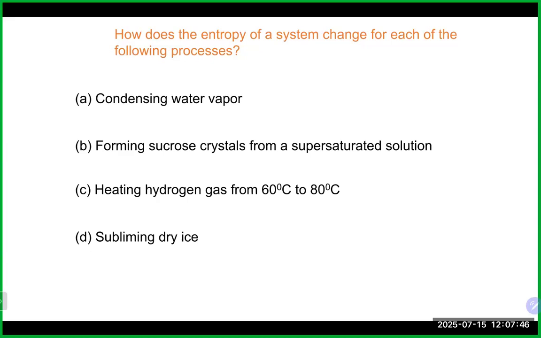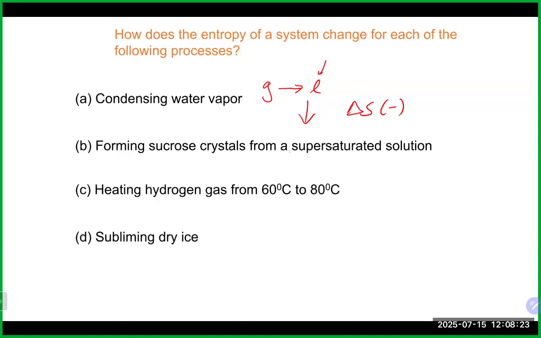Okay, let's take a look. So first one here, we are condensing water vapor. Condensation means going from gas to liquid, and obviously we're going from a state of more disorder, where everybody's flying around, to a state of more order. That means our entropy would be decreasing, and we would expect delta S here to be a negative number as a result. Any questions on that one there?